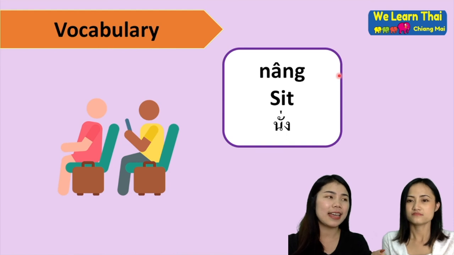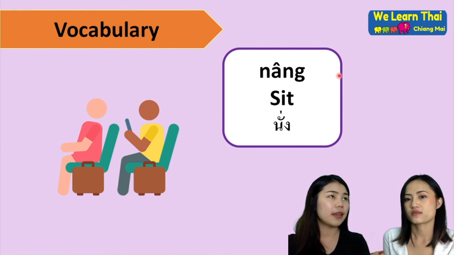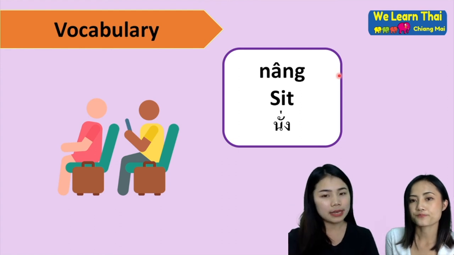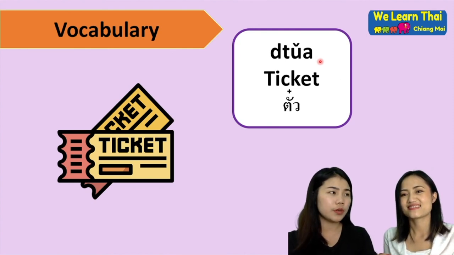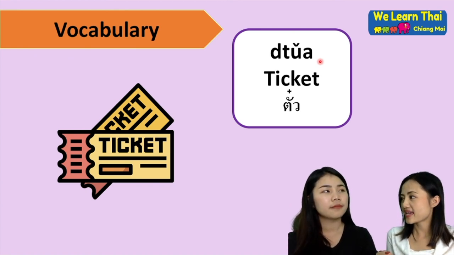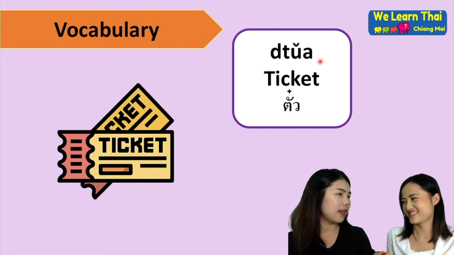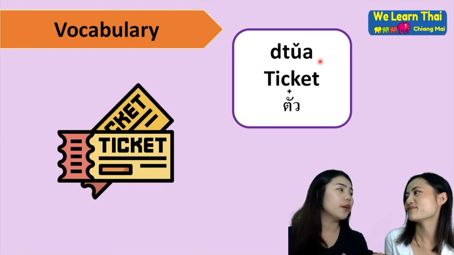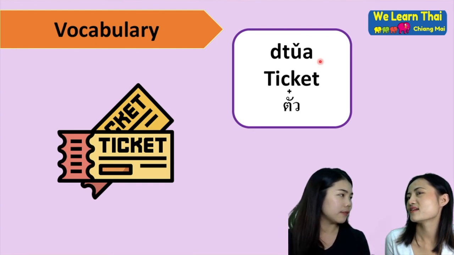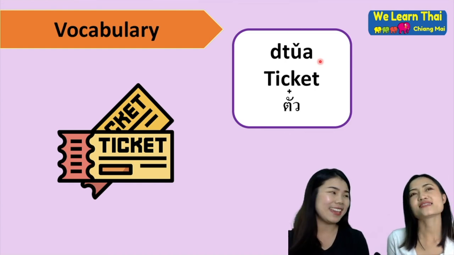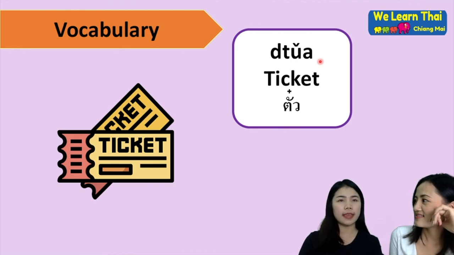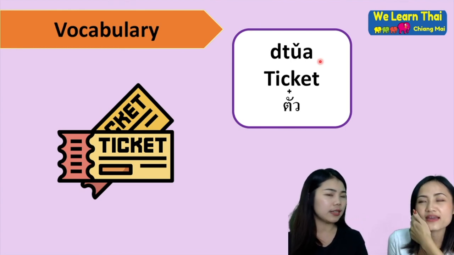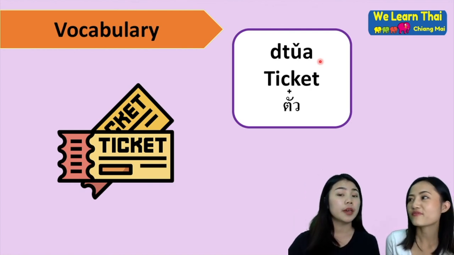And next, นั่ง. นั่ง means to sit and can be used when you take a red car or train or airplane, you say นั่ง. Next one, ตั๋ว, ticket. What about if I want to say bus ticket? ตั๋วรถเมล์ or ตั๋วรถบัส. What about a long distance bus to Bangkok or Phuket? ตั๋วรถทัวร์. What about a concert? ตั๋ว concert. You use the word ตั๋ว plus the type of the ticket. ตั๋วเครื่องบิน, ตั๋วหนัง, movie ticket.